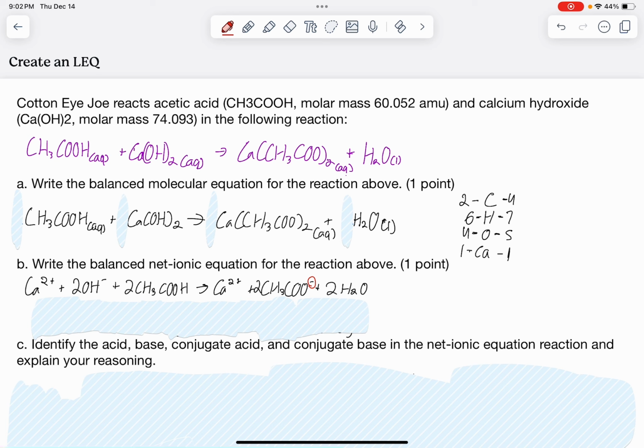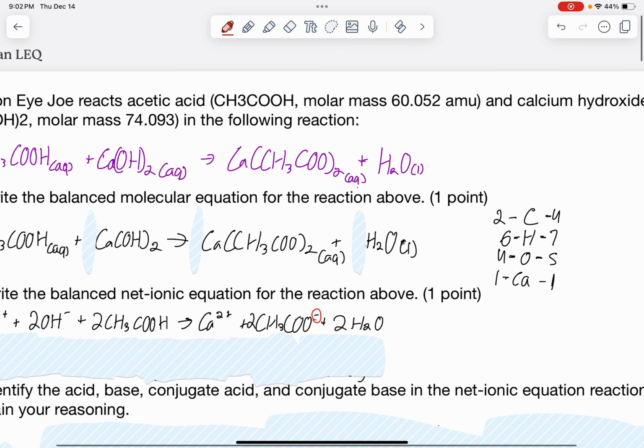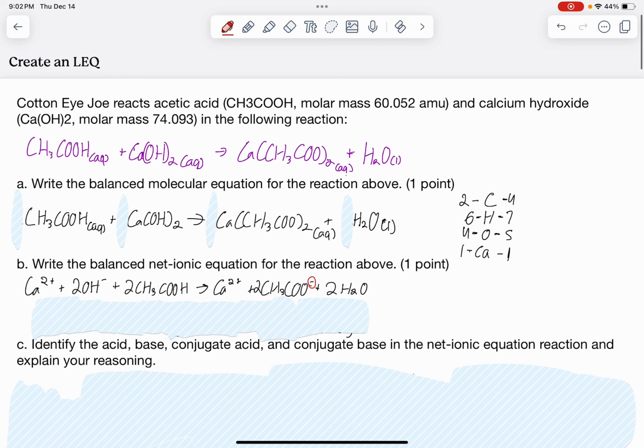Acetic acid plus calcium hydroxide becomes Ca(CH3COO)2 plus H2O. H2O will be in the liquid state. Everything else will be aqueous. So the first step will be to write the balanced molecular equation for this reaction.